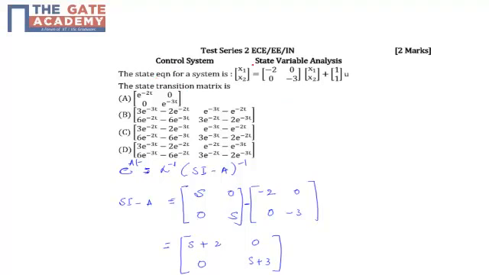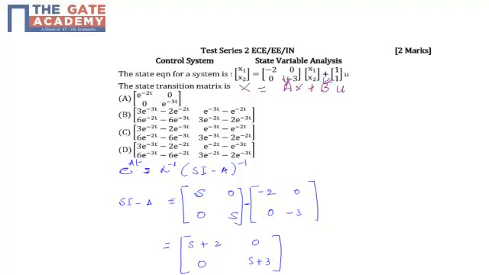So this given model is in the form of x dot is equal to A x plus B U. So A is this matrix and B is this matrix.